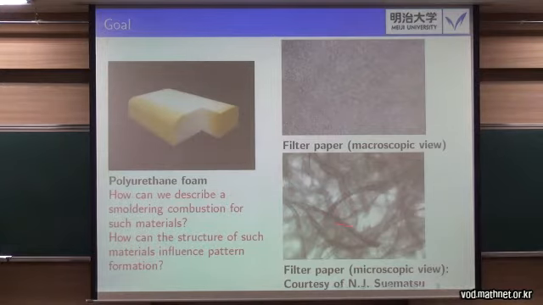Since the structure is irregular, we cannot say at this point if this material has a uniform structure, or whether the flow of, for example, reactants or heat along this material is more in some directions and less in others. So we also want to understand how the structure of such a material influences the pattern formation.